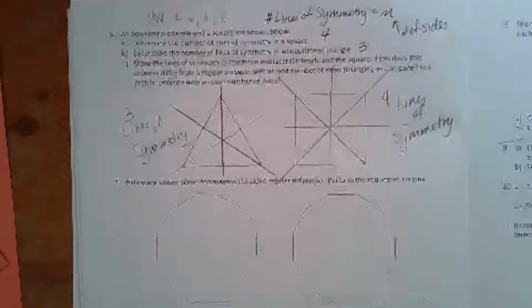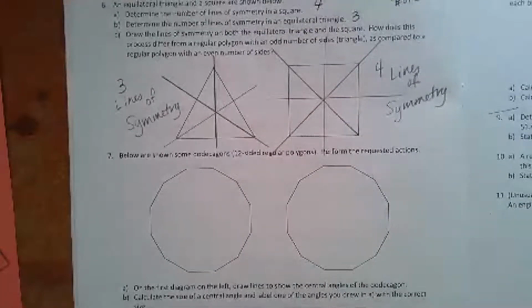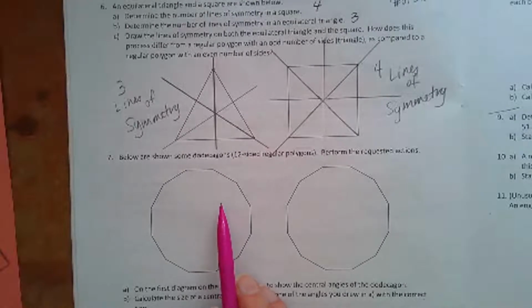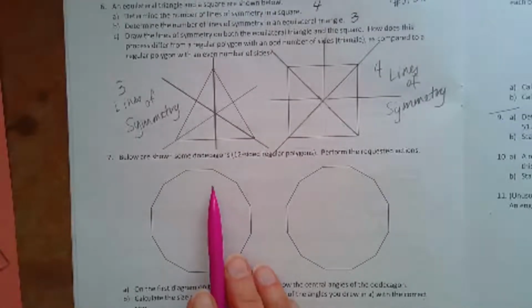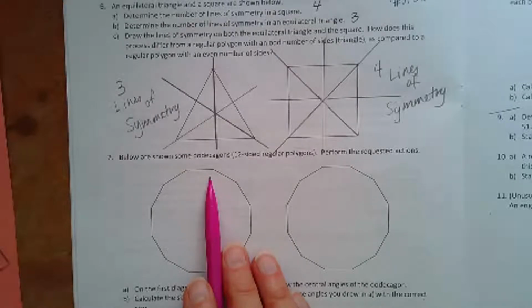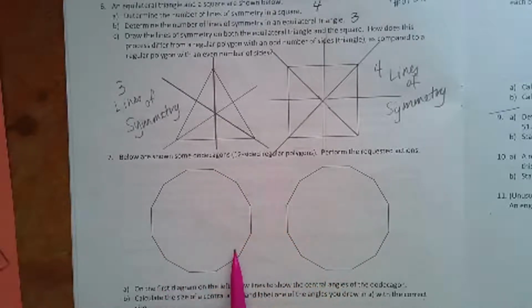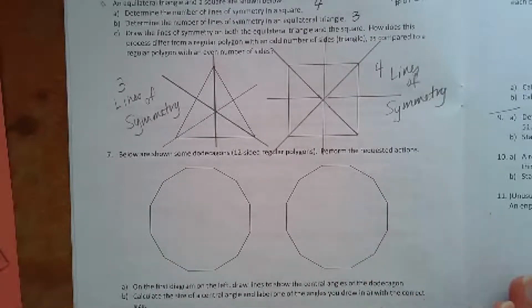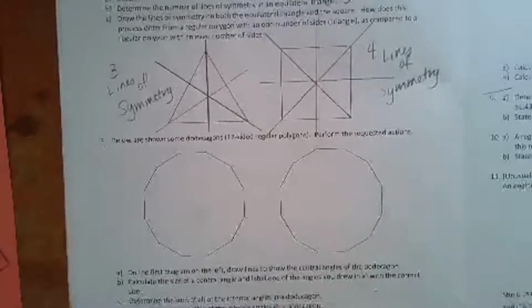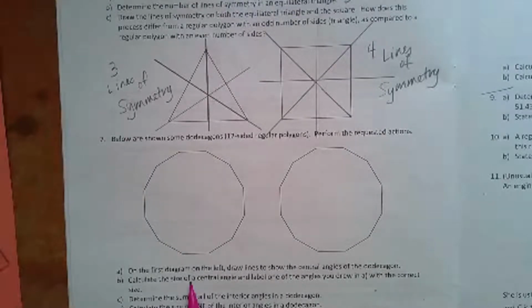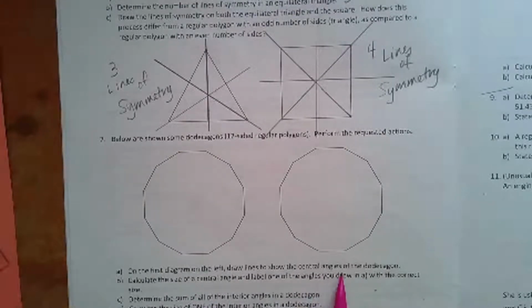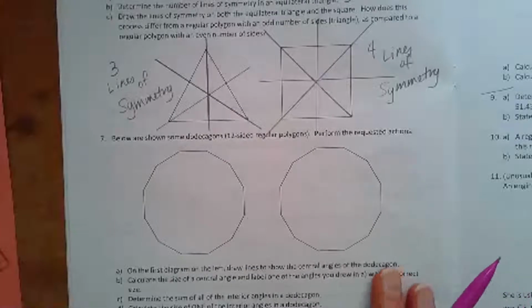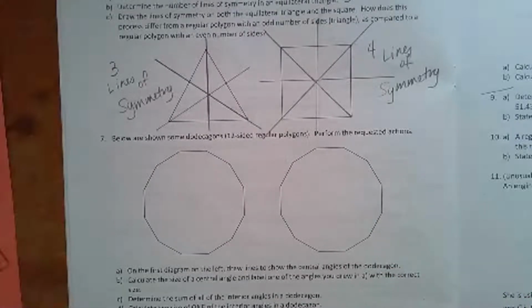Below is a picture, or two pictures, of a dodecagon, a 12-sided shape. And it's regular sided, so all the sides are the same. So these are two identical pictures. Perform the requested actions. All right, let's see what the first action is. On the first diagram on the left, draw lines to show the central angles of the dodecagon. Okay, so remember what central angles are?